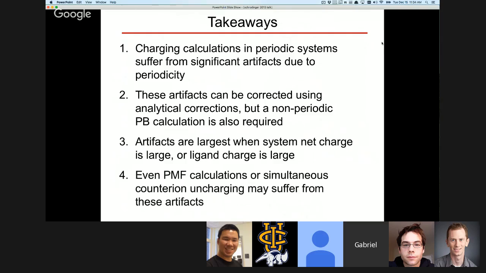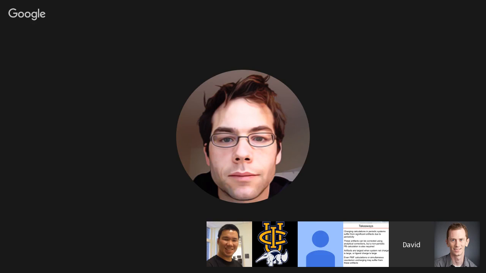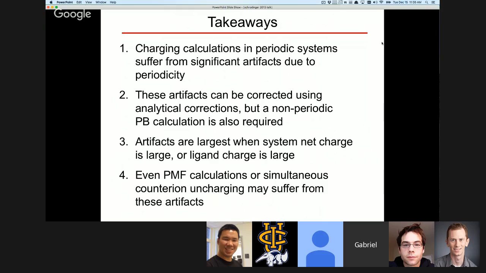And finally, I suspect that even PMF calculations or simultaneous counter-ion uncharging will suffer from these artifacts, and this is because that residual integrated potential correction actually can depend on the geometry of your system. But this is not something that we investigated in a lot of detail. So I'm happy to take any questions that you have right now. And thanks for listening. And please read the paper. I'm sure that after this presentation you'll find it was not sufficient to understand everything in full detail, but hopefully it'll make the paper easier to understand.